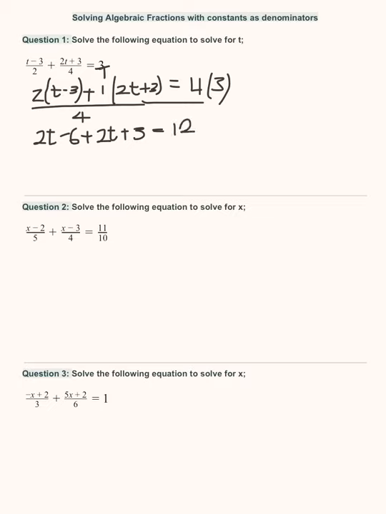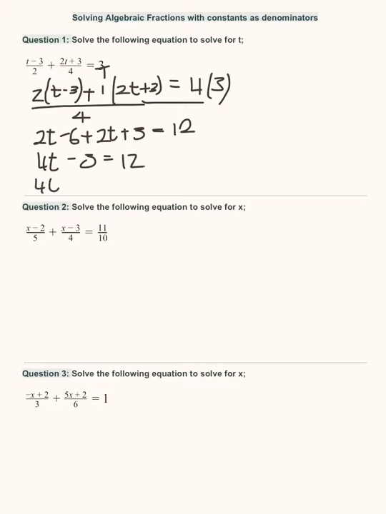So now we're back to solving linear equations. So I want to add up all my variables, so all my t's, add up all my constants, all my normal numbers, and isolate t on one side, numbers on the other. So I have 2t plus 2t gives me 4t. Minus 6 plus 3 gives me minus 3 equals 12.